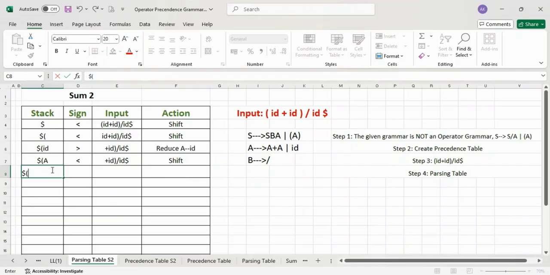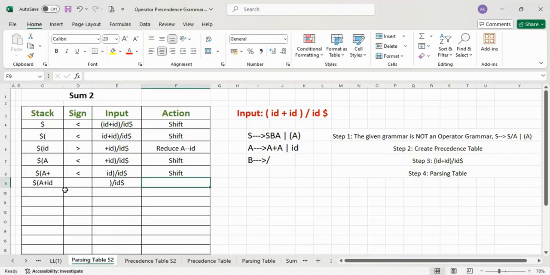Thus my input will be updated as id closing bracket divided by id and dollar. Now I compare plus and id. Obviously plus has the less than sign. So I again shift, and hence my stack will be updated as A plus id. Sorry, my input will be closing bracket divide id and dollar.